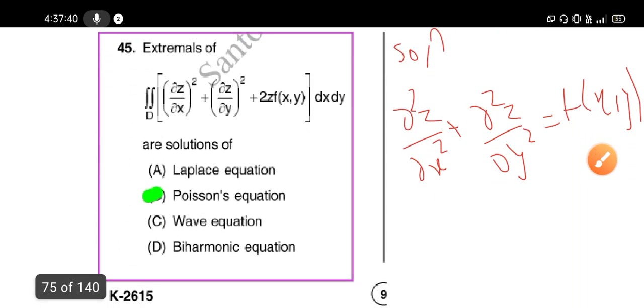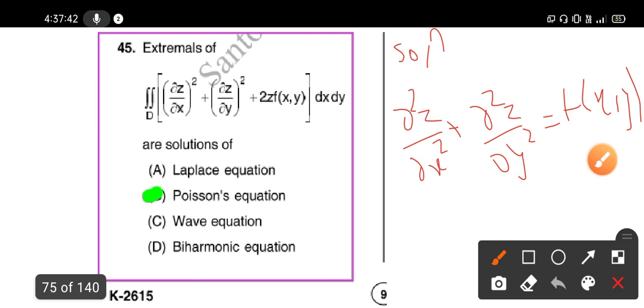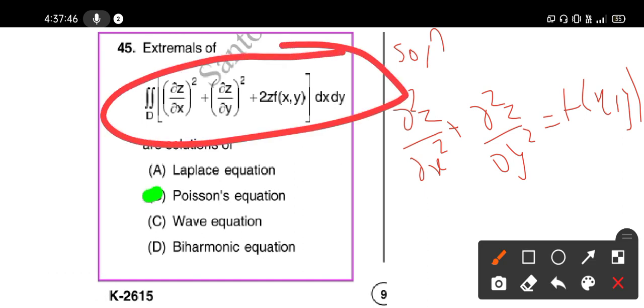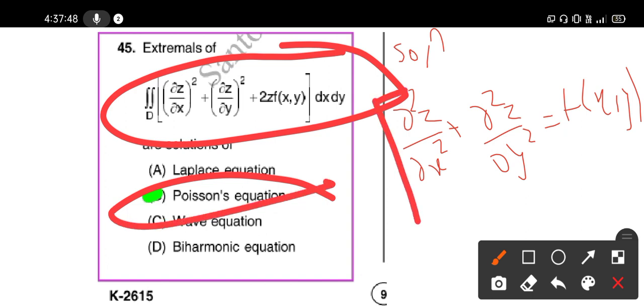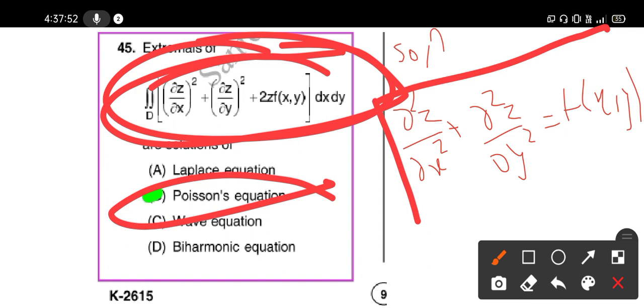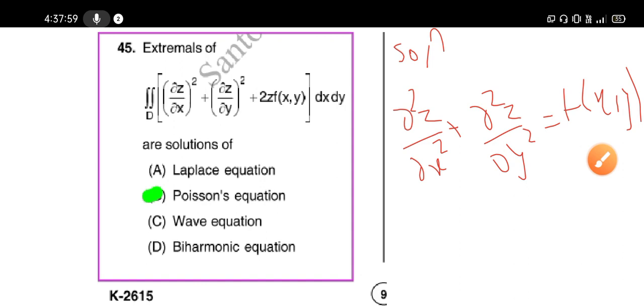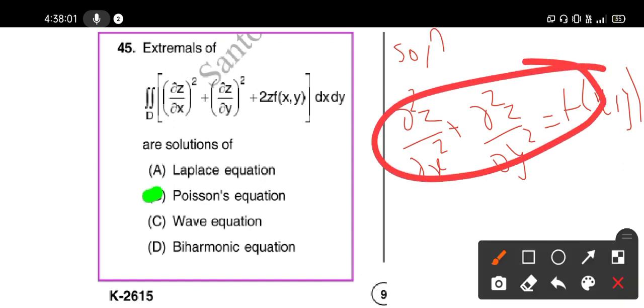The extremal of this one, this is an important question. This is the solution of the Poisson equation. Finally we get the solution of this one: ∂²z/∂x² plus ∂²z/∂y² is equal to f(x,y). So this is the Poisson equation.